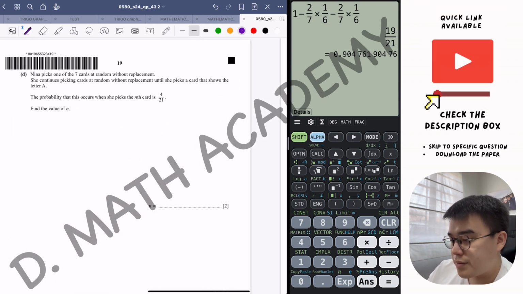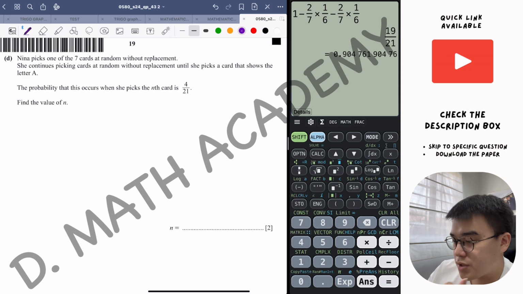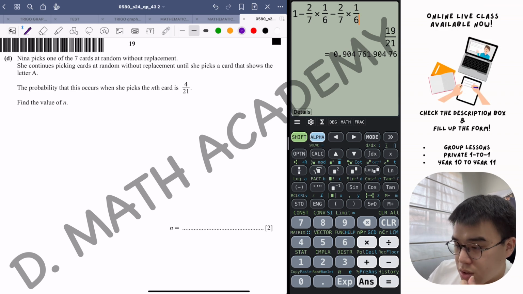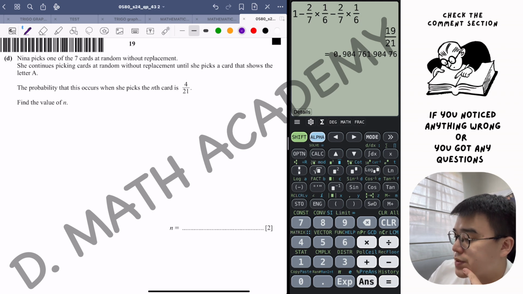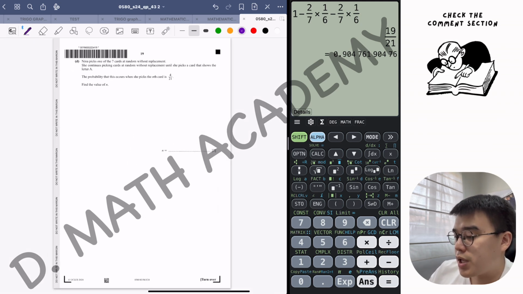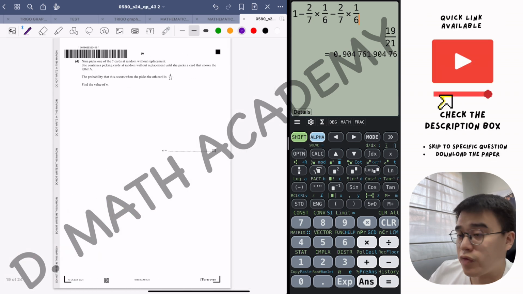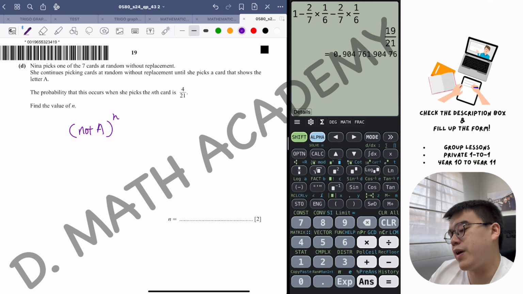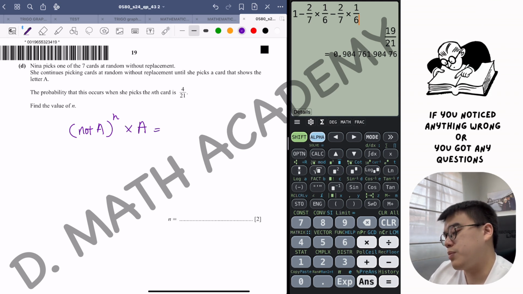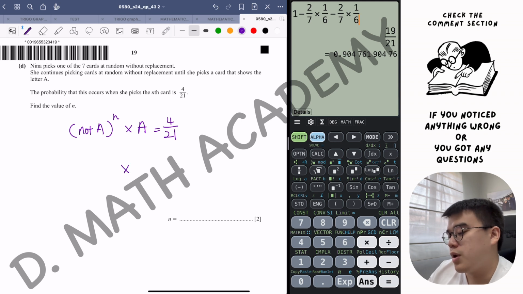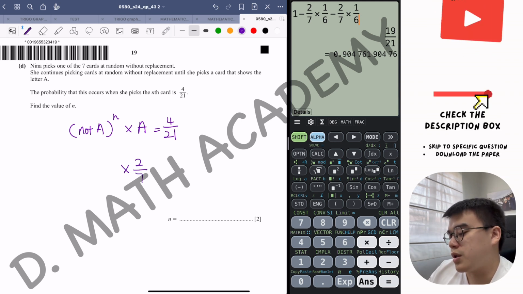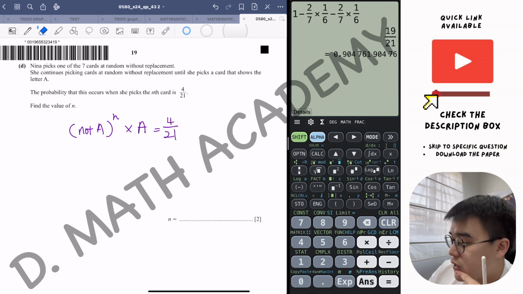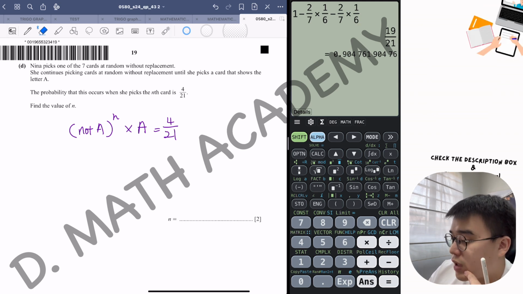Moving on to the next part, without replacement and stop. 7 cards without replacement, and she stops when she gets A. How many A's are there? There are 2 of them. So you will get not A to the power of n first, and then finally getting A, and the probability is 4/21. For the A's probability, I know that it was 2, without replacement.